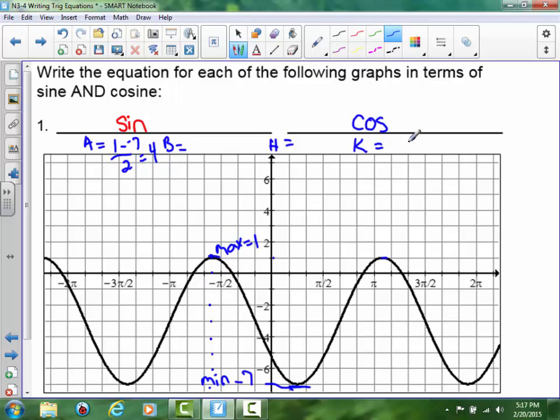And then k, they gave us that formula for k. K would be the maximum, so that's 1, minus the amplitude. The amplitude was 4. Okay, so 1 minus 4 would be -3. So my shift happens down here at -3. So I'm going to draw my shift line there.